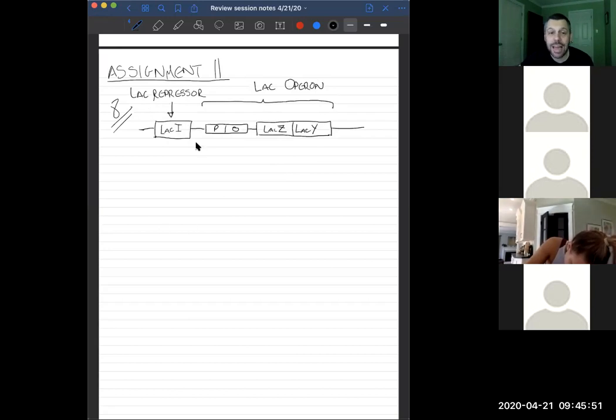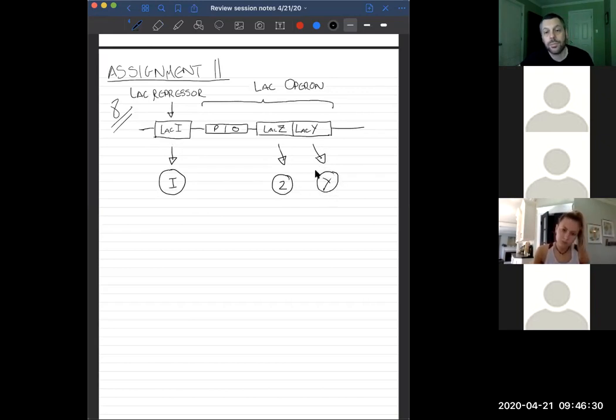Annoyingly, the Lac Repressor is called Lac I. That's because it was originally called the inhibitor, which is annoying, but now it's called the Lac Repressor, which is a better name for it. But unfortunately, in science, the first name always sticks. So there's only 3 genes here that are actually going to make proteins, right? So this Lac I is going to make a protein, which is the Lac Repressor. This is going to make a protein, Lac Z. And this is going to make a protein, which is called Lac Y, right?